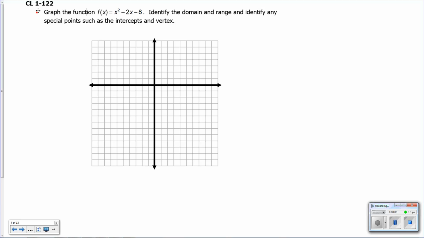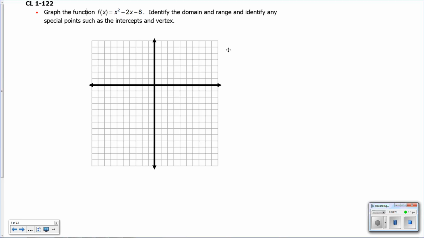Problem 1-122. Graph the function f of x equals x squared minus 2x minus 8. Identify the domain and range and identify any special points such as the intercepts and vertex. All right, so this one looks very similar to something that we just did on our team test to help us prepare for our individual test.